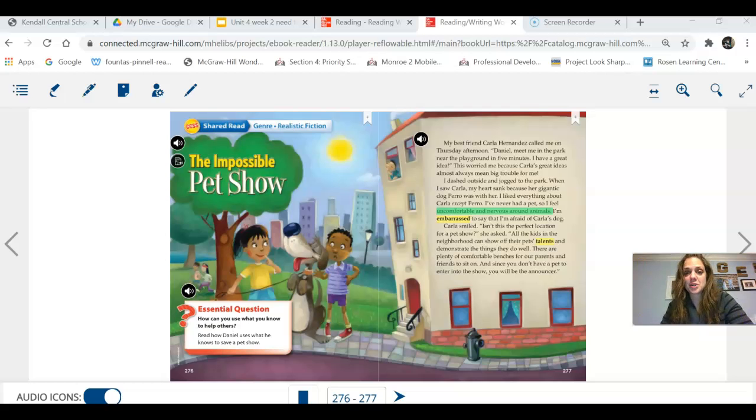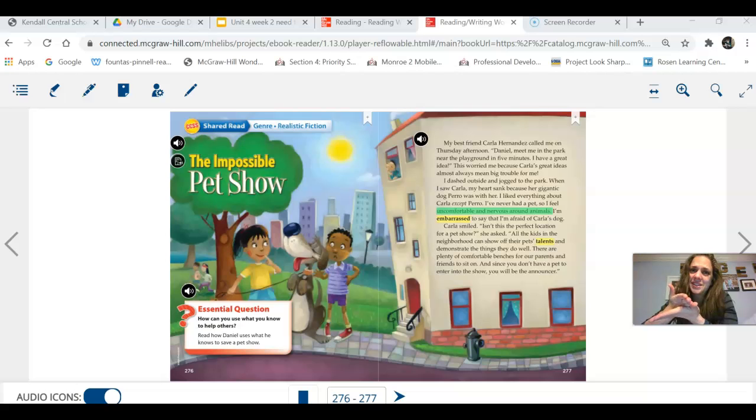The Impossible Pet Show. My best friend Carla Hernandez called me on Thursday afternoon. Daniel, meet me in the park near the playground in 5 minutes. I have a great idea. This worried me because Carla's great ideas almost always mean big trouble for me. I dashed outside and jogged to the park. When I saw Carla, my heart sank because her gigantic dog, Perro, was with her. I liked everything about Carla except Perro. I've never had a pet, so I feel uncomfortable and nervous around animals.